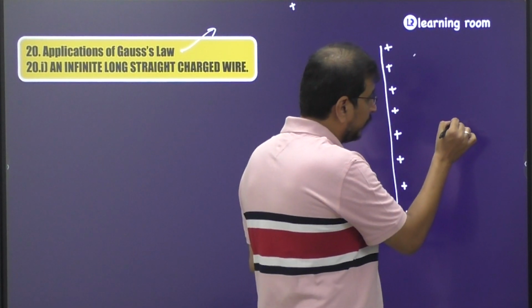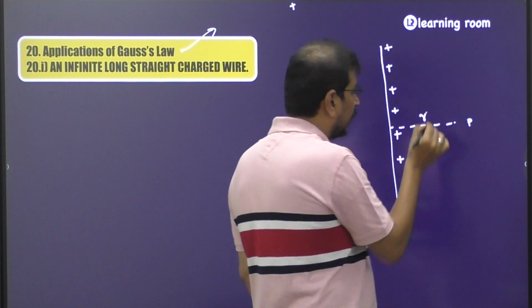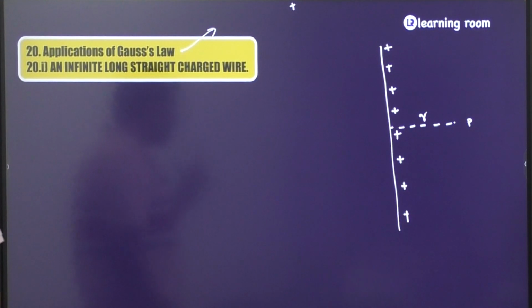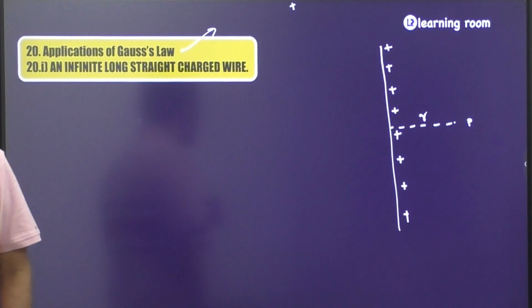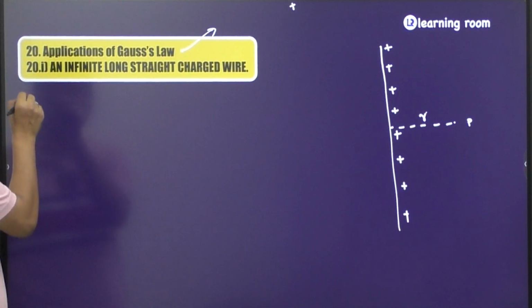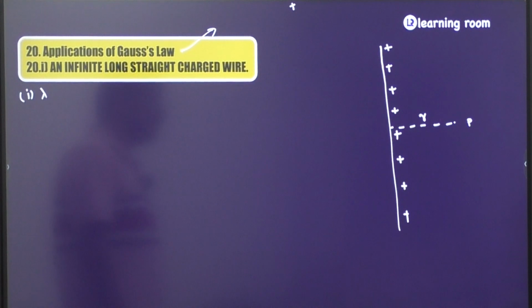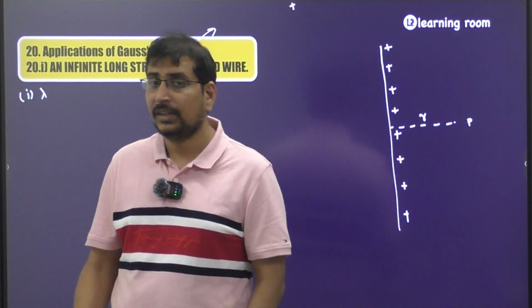So if I take a point P which is at a distance r from it, first thing is we need to define the type of charge density. What is the type of charge density we can define here? Linear charge density. The first step says clearly lambda. Second step, it says we need to consider a Gaussian surface around this.